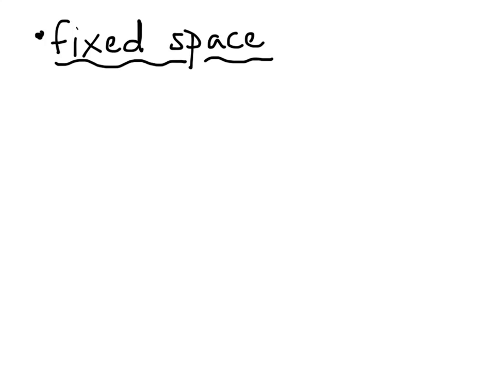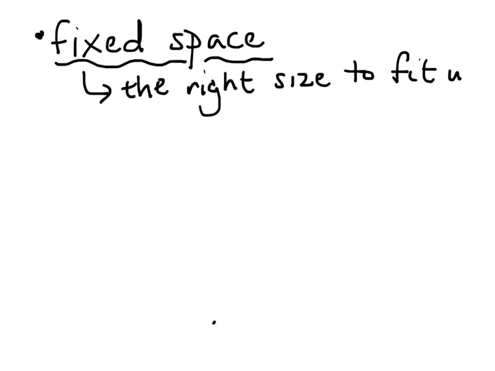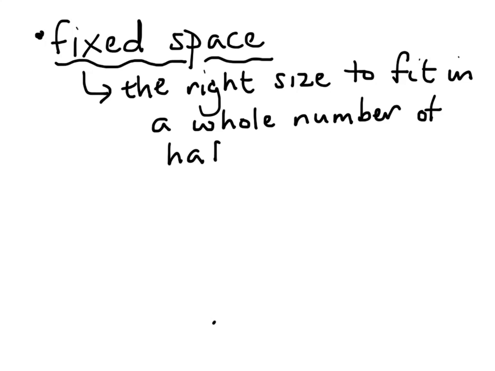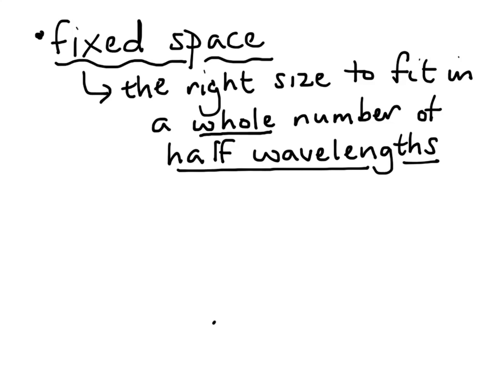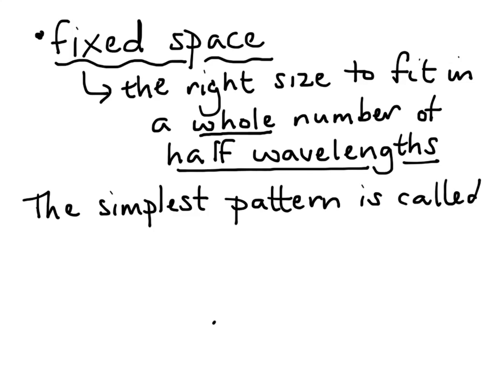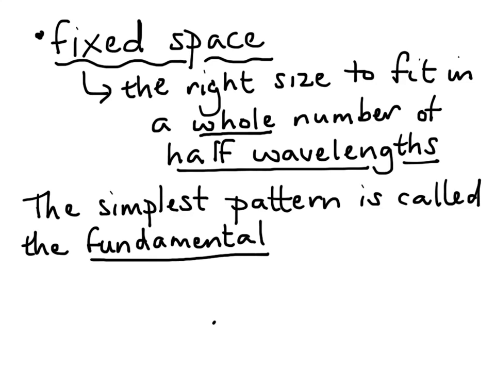Well, basically what you need is a fixed space for the waves to interact in to produce this stable interference pattern. And the fixed space has to be the right size to fit in a whole number of half wavelengths. So two key bits there, whole number of half wavelengths. The simplest pattern that will fit into this space is called the fundamental.